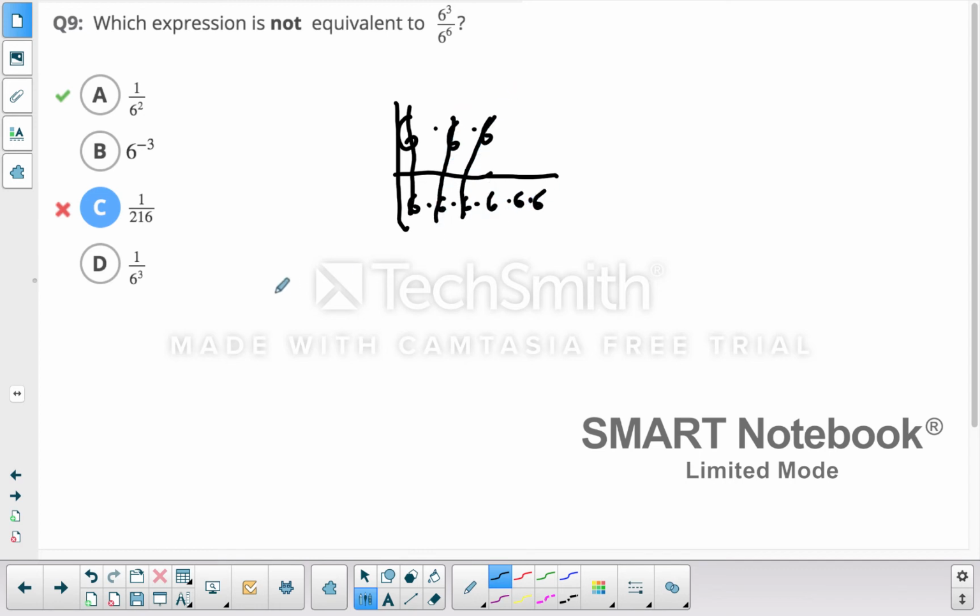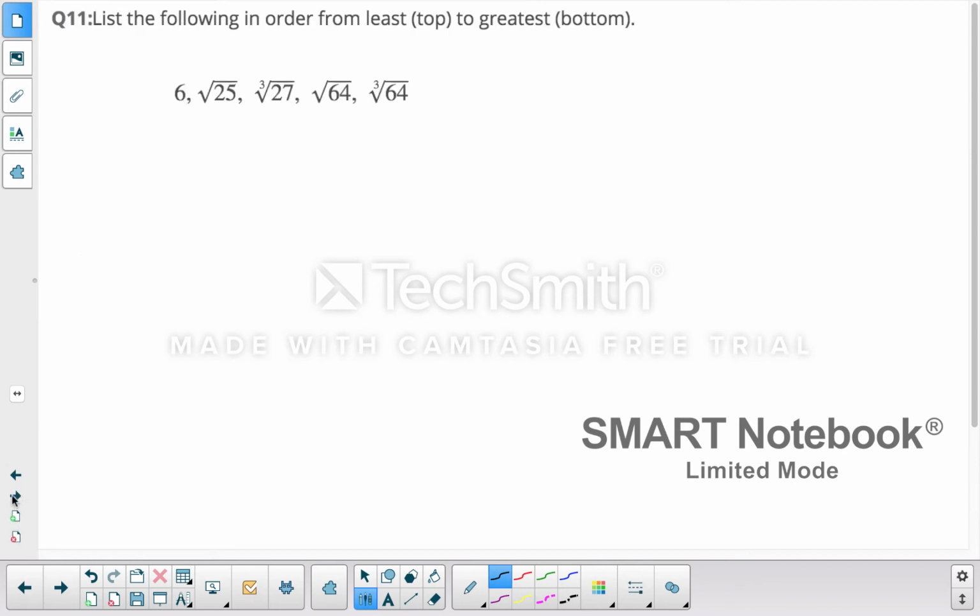You're left with 3 6s on the bottom, and so, yeah, the only one that isn't equivalent is the one that says there's 2 6s on the bottom. This one, again, negative exponents mean that it's going to be a fraction, so that would be another way of writing this. And there it is right there, 3 6s on the bottom. And 6 times 6 times 6 is 216, so this would be okay. The one that doesn't make sense is up there.